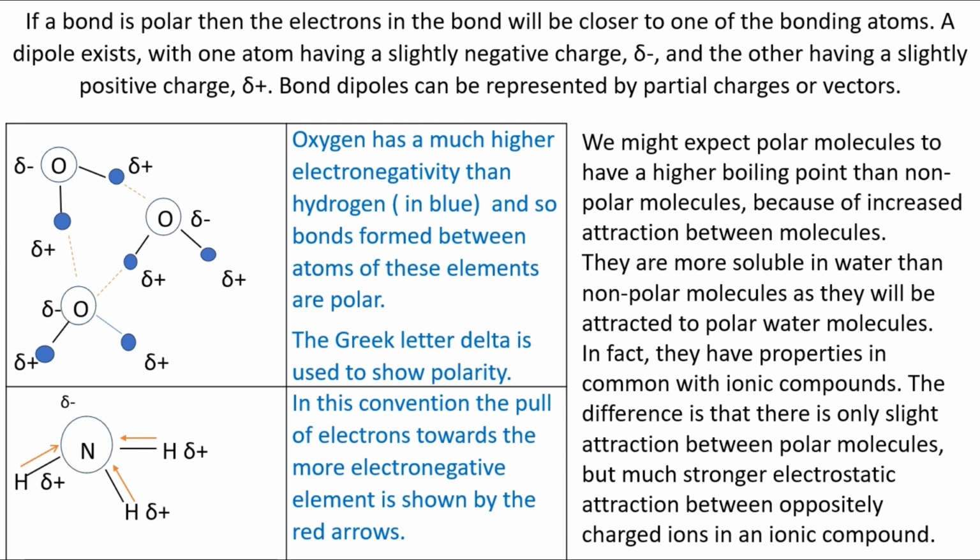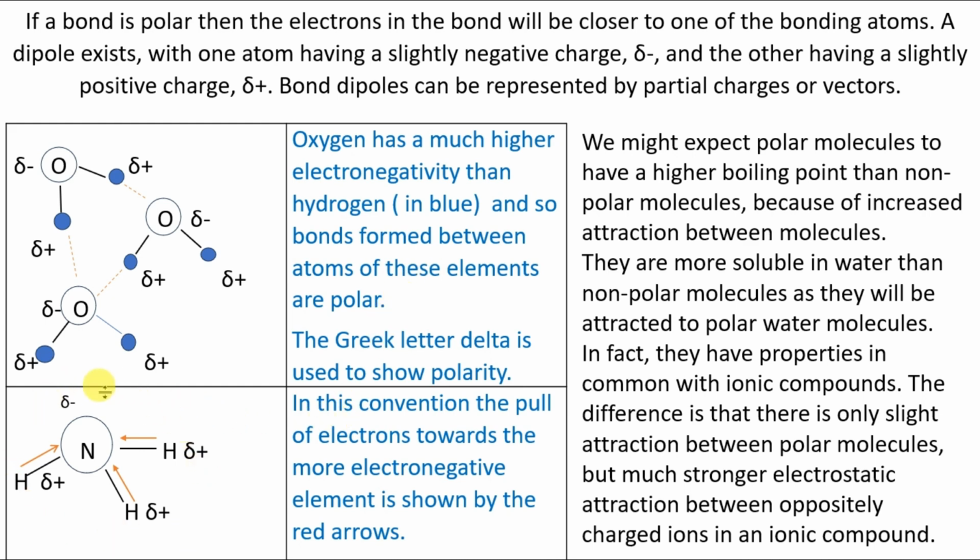In my first diagram, I see water, H2O. Oxygen, a larger atom than the small hydrogen atoms. Polar molecules. Oxygen has a much higher electronegativity than hydrogen. Hydrogen atoms, smaller, shown in blue. And so, bonds formed between atoms of these elements are polar. I see delta minus for oxygen, delta plus for hydrogen. The Greek letter delta is used to show polarity, and we can see that this causes attractive forces between molecules, shown with the red dotted lines.